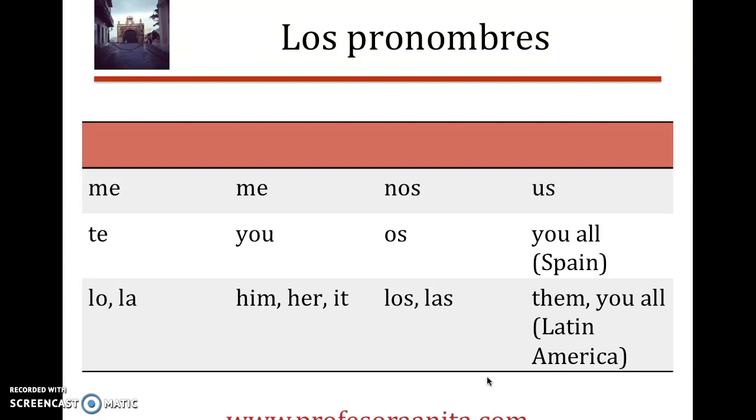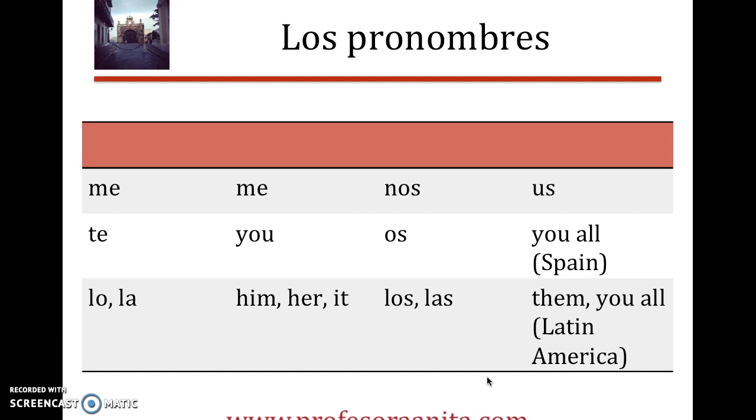Then nos is us, like he saw us, nos vio. Os is used in Spain to talk about all of you, you all. And then los and las can mean either them or all of you, and this one's a little bit more similar to English. So them can be a group of people, but it can also be a group of things, right?